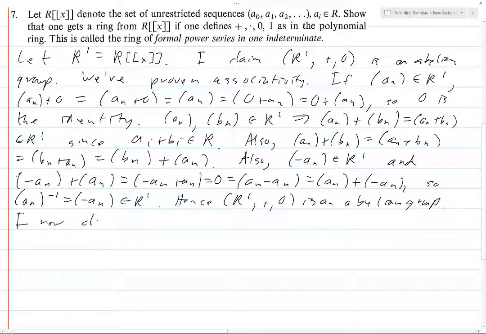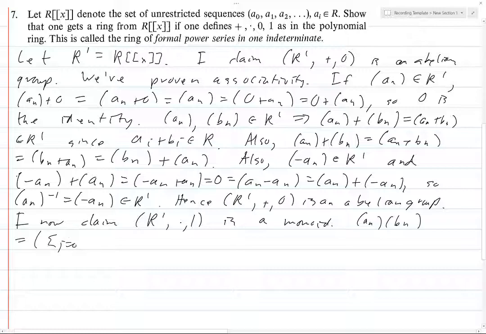I now claim r prime with dot and 1 is a monoid. An bn is, by definition, the nth entry is the sum from j equals 0 to n of aj times b(n minus j). This is obviously in r prime because each aj b(n minus j) is in r, and so the sum of them is in r, and so each index is in r, and so the thing is in r prime.